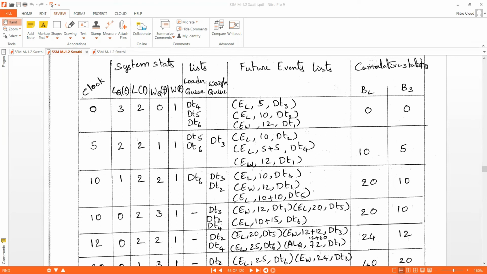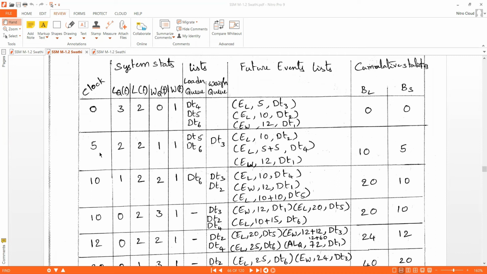Okay, so among these events, we have one event that is going to occur at simulation clock time 10, and another which is going to occur at simulation clock time 12. Of these, the least imminent event is the ending loading event of DT3, which is going to occur at simulation clock time 5. So we will advance the clock from 0 to 5.